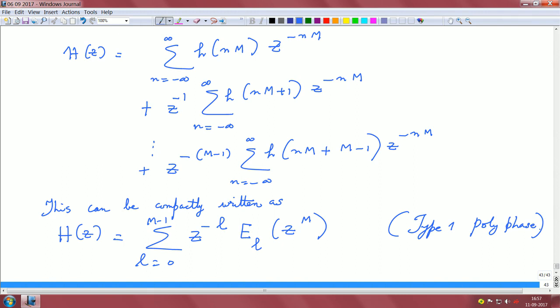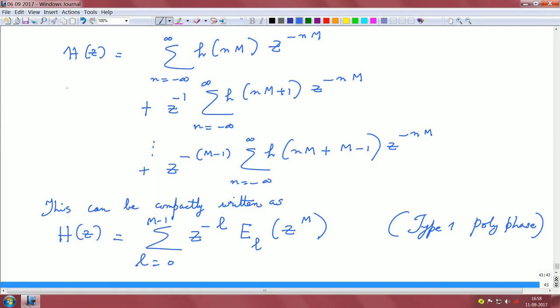And the term polyphase indicates multiple phases. If it is just a 2-phase system, it is even, odd; 3-phase, 0 1 2; 4-phase, 0 1 2 3, and so on, right. M-phase, 0 1 2 and so on till M minus 1. So this whole function, this filter H of z, can be written in this form very compactly.